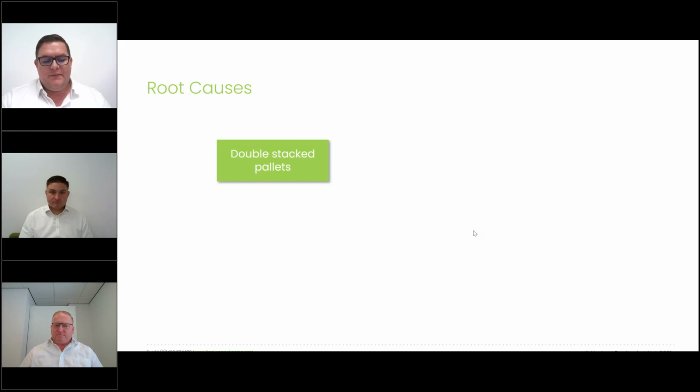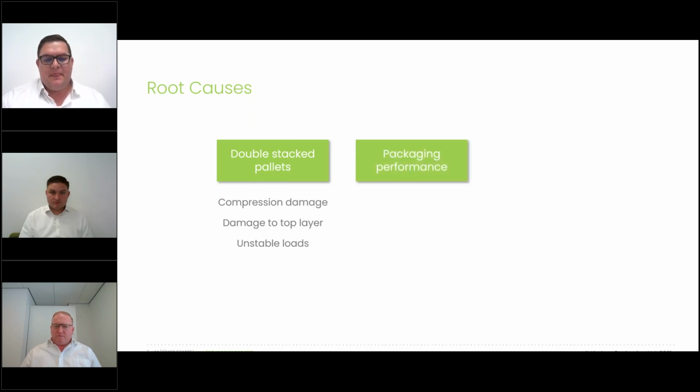The fourth point is double stack pallets. This creates compression damage. It can damage the top layer, and this compression can lead to unstable loads. The fifth point is packaging performance. As we all know, there's a lot of drive currently to lightweight products for environmental improvement. This is causing issues with pallet stability and creating movement and transport problems. There's new materials being developed, such as replacing plastic with paper products. Once again, this is giving us some challenges with movement and transport.